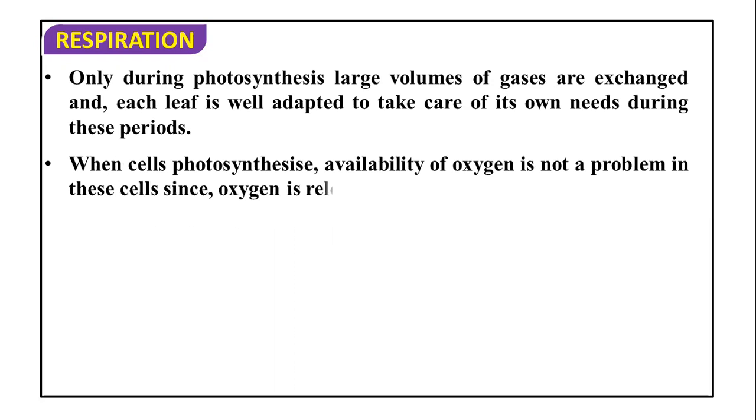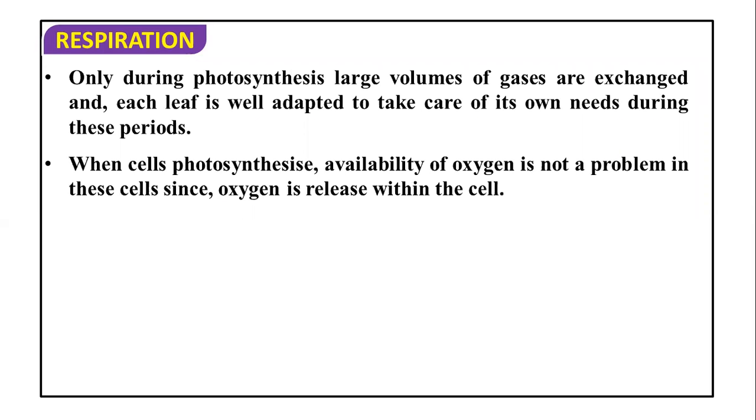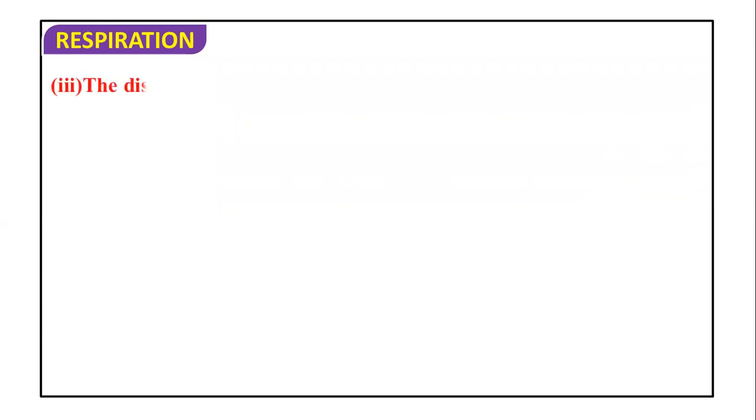When the cells photosynthesize, availability of oxygen is not a problem in these cells, since oxygen is released within the cell. So when cells photosynthesize, availability of oxygen is not a problem because the exchange takes place, and photosynthetic cells release oxygen themselves, use the oxygen, and the photosynthetic cells also respire during that time.